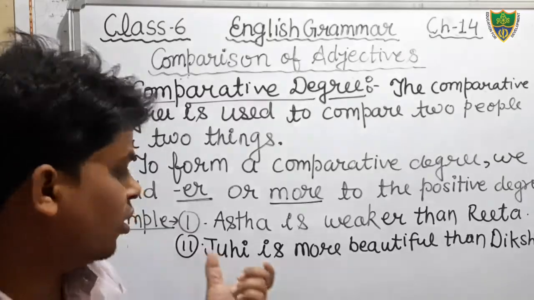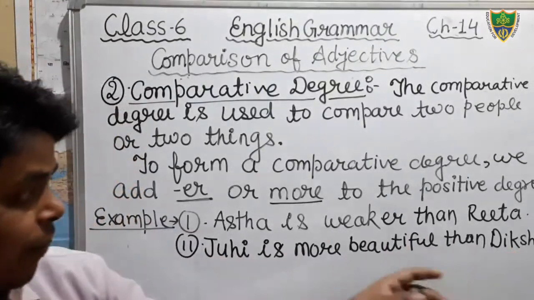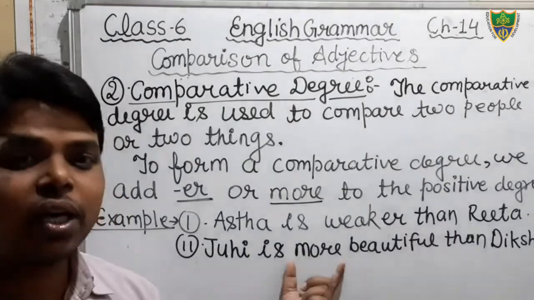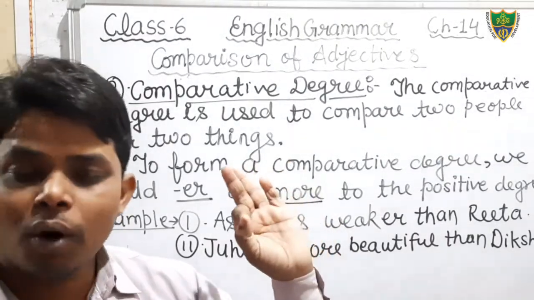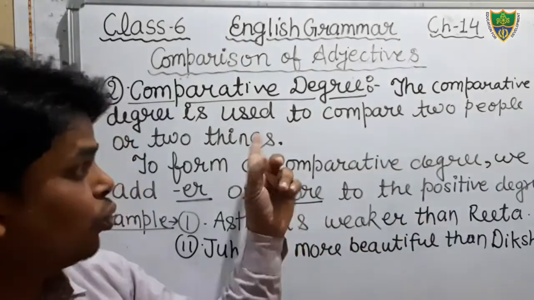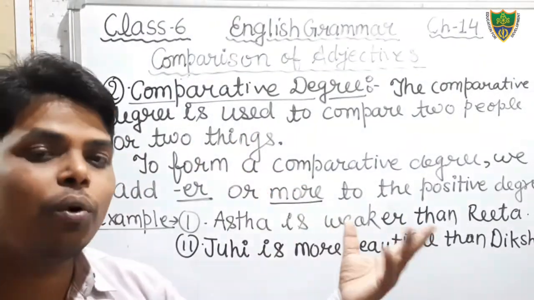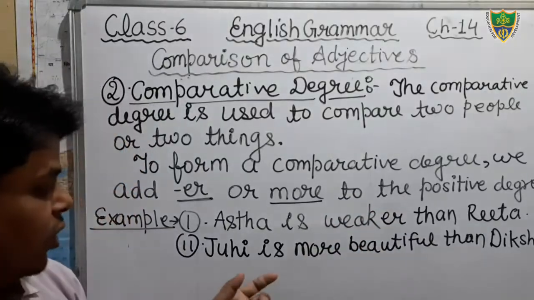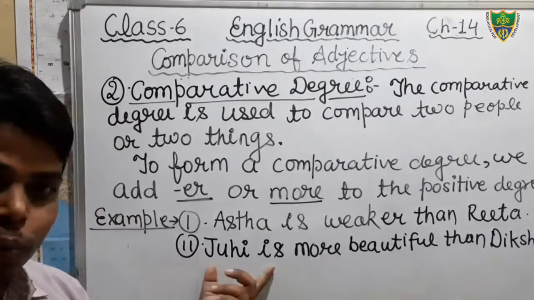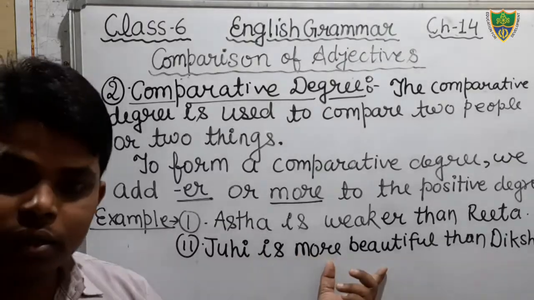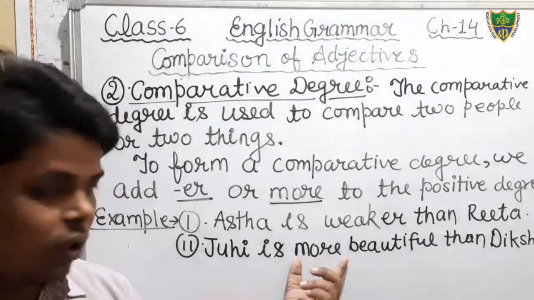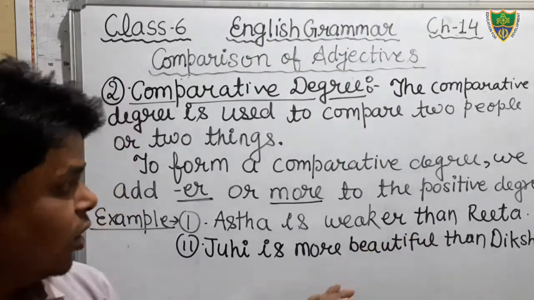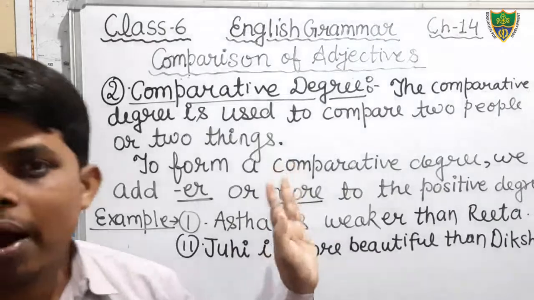There are two girls, Juhi and Diksha, and we are comparing the beauty of these two girls. For beautiful, there are so many letters, and for that particular word we will use the word more just before that adjective. So here there is also comparison. There are two people involved, and we are comparing using the word more just before the adjective, and than is also here. So this is the comparative degree.